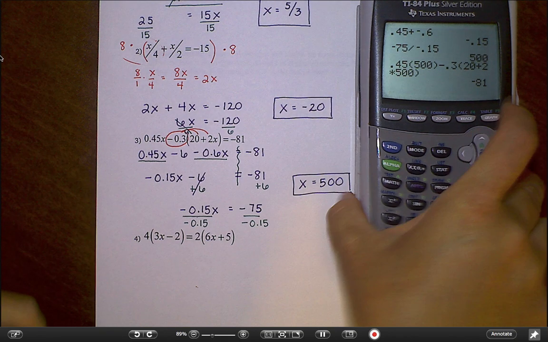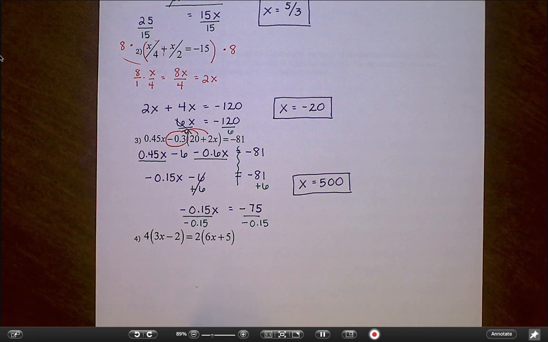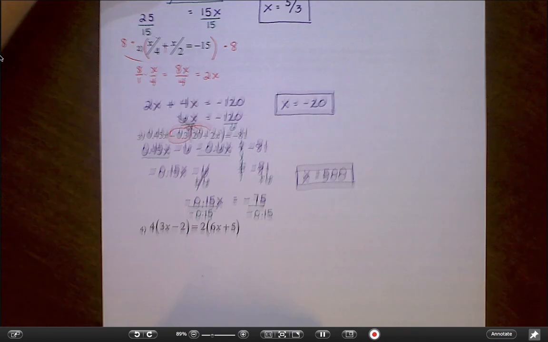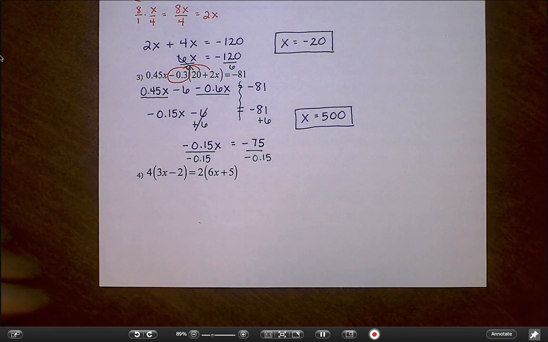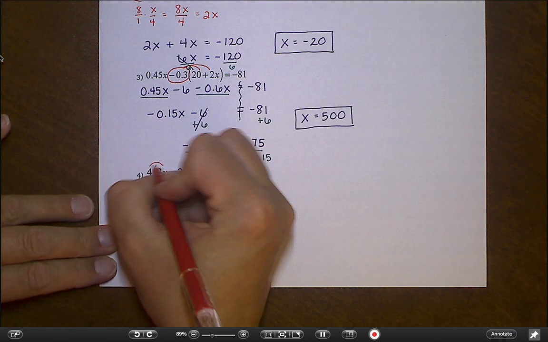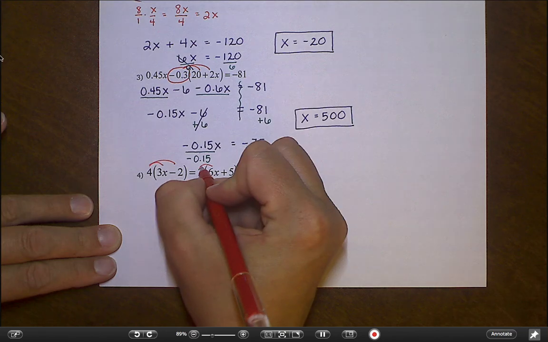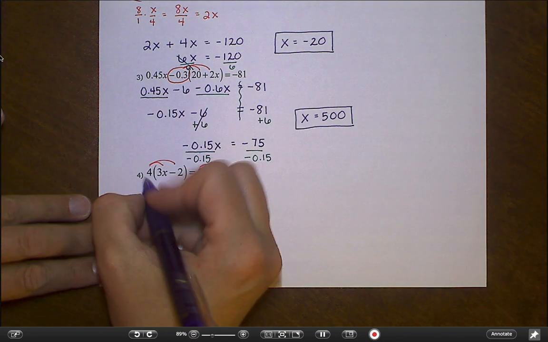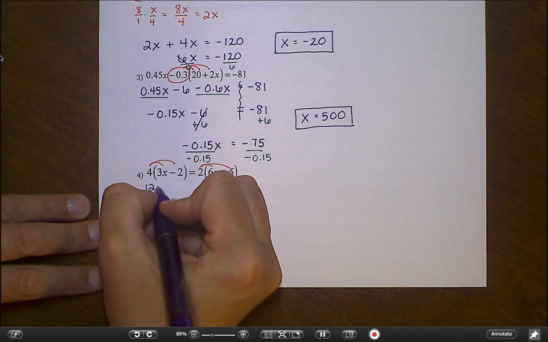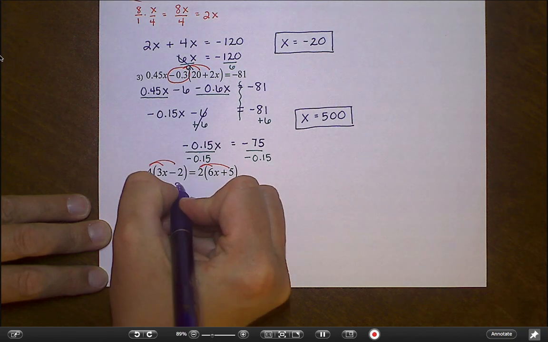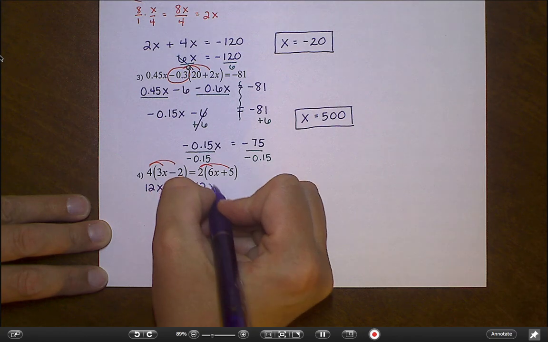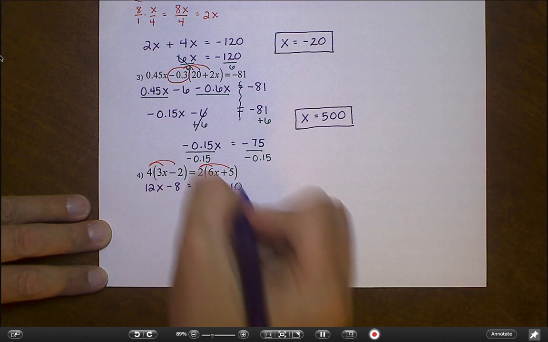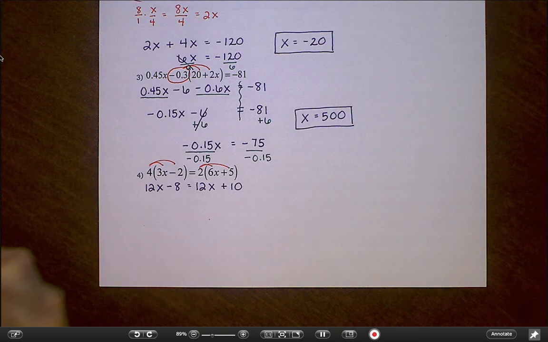Okay, one more. This next one down here is going to involve the distributive property, and I'm going to do it on each side of the equation. So the very first thing I'm going to do is distribute this 4 here, and I'm going to distribute this 2 here. Okay, so I end up with 12x minus 8 equals 12x plus 10. Okay, so now we're looking at an equation that has x's on both sides.